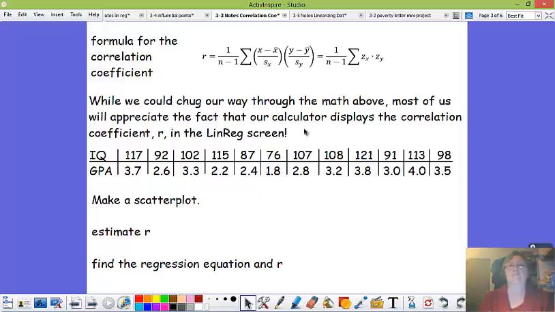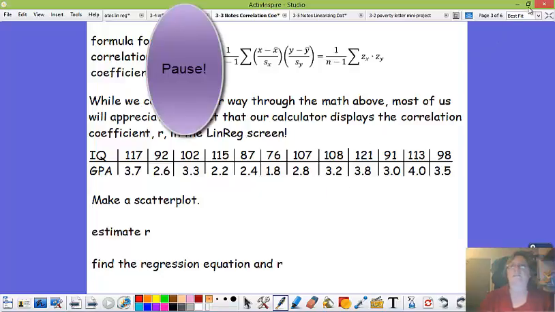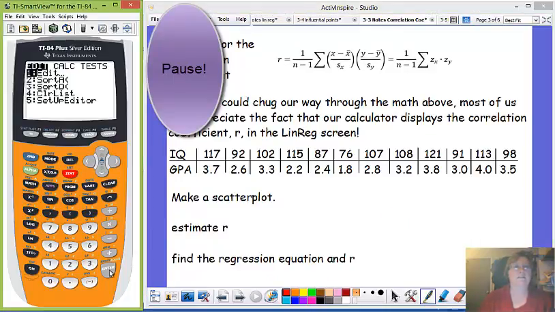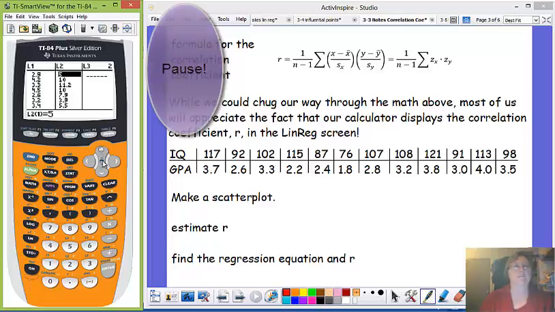Our calculator can display us the correlation coefficient. It's shown in the linear regression screen. So this says that we should make a scatter plot, estimate a value of r, and find the regression equation and a value for r. Well, making a scatter plot, we can do that on our calculators for sure. And so I'm going to go there, and then I'll just sketch my plot when I'm finished here. I'm going to go ahead and enter that data into the list. You should pause the video and do the same thing, and I'll catch up with you in a minute.